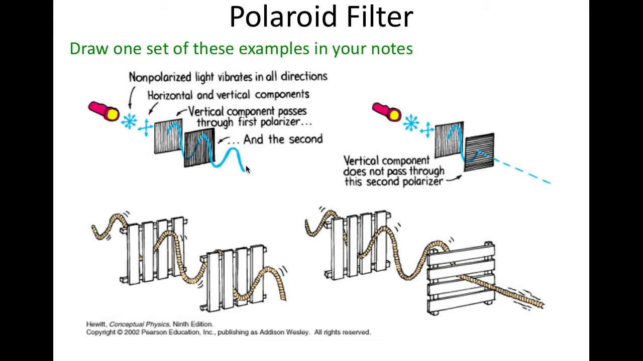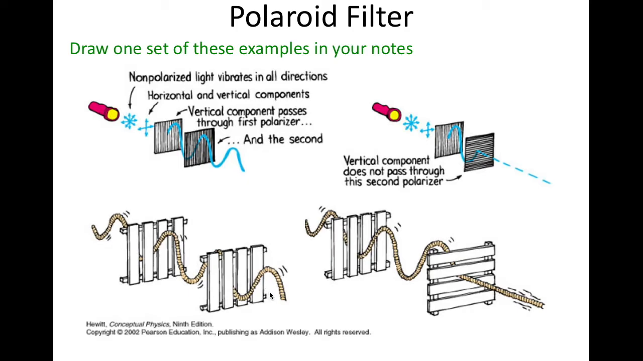A great analogy is the picket fence example. A picket fence can act as a polarizer by allowing vibrations represented by the rope that are parallel to the gaps to pass through while blocking any oscillations that are perpendicular to those gaps. If two picket fences are positioned so that the pickets are aligned vertically, then the waves will be able to pass through both fences.